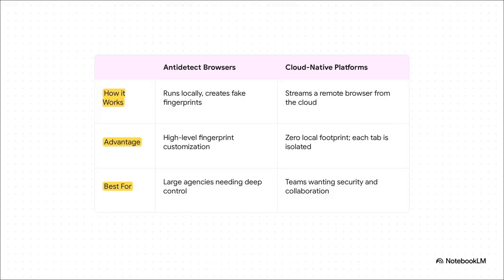Okay, so at this professional level, you've basically got 2 main paths you can go down. First, there are anti-detect browsers. These are apps you actually install on your computer, and their whole job is to create a new, fake device fingerprint for every single account you manage. Then there's the alternative, cloud-native platforms. These guys take a completely different approach. Instead of running on your machine, they stream a secure browser from the cloud, which means every single tab you open is basically a brand new, perfectly isolated computer.